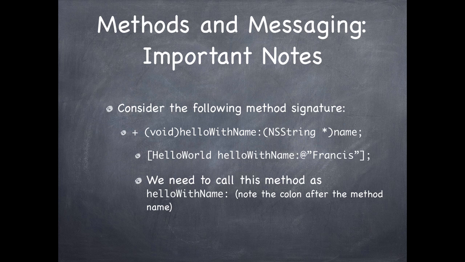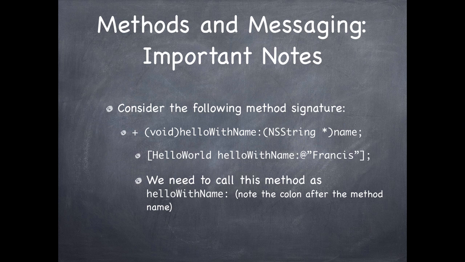I mean, which class it is placed on, okay? So it's a class method, doesn't return anything, and it's called hello with name, and then it takes one argument. And again, as you can see, that colon goes there and a string star name. So it takes a string, and then you can refer to it in your implementation as name.